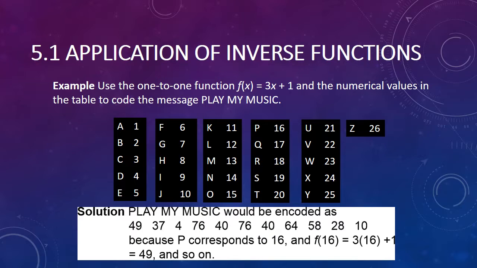So "play my music" would look like this: 49, 37, 4, 76, 40, 76, 40, 64, 58, 28, and 10. And they show you why, because P corresponds to 16, 3 times 16 plus 1 is 49, and so on.